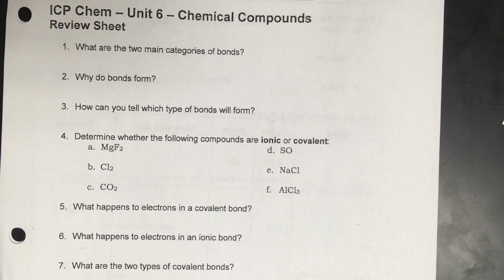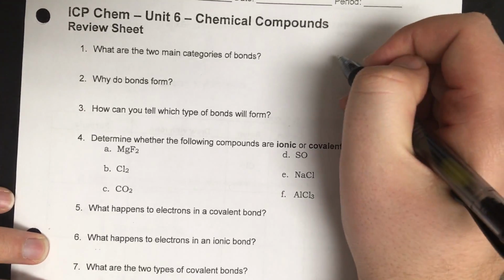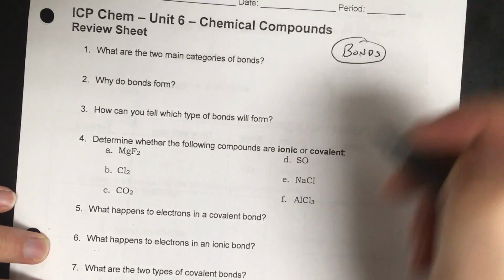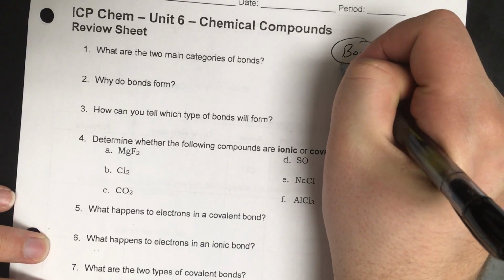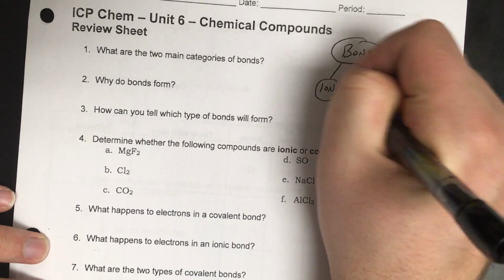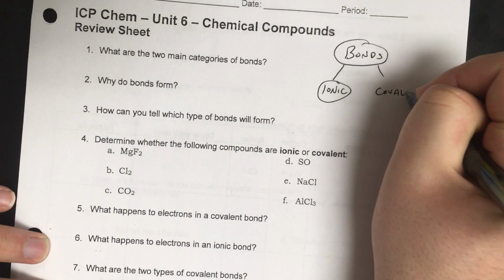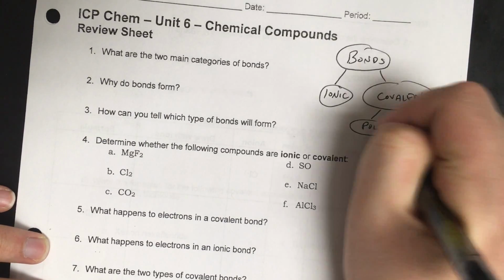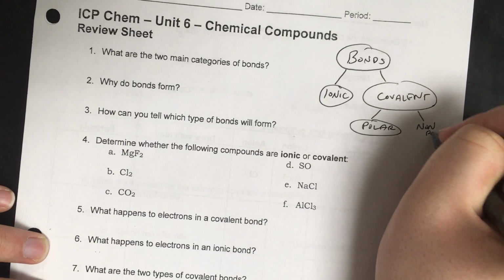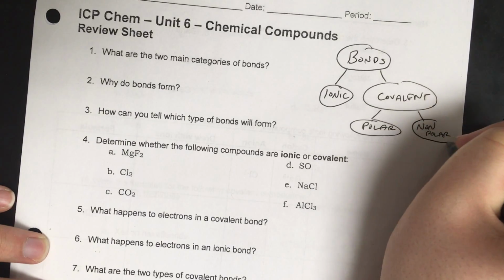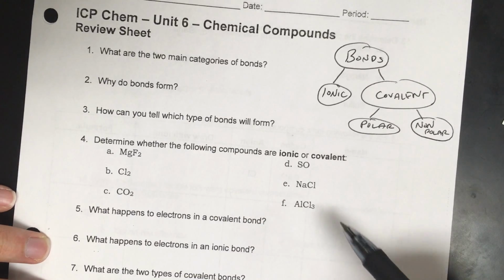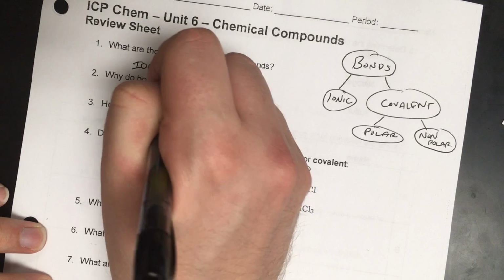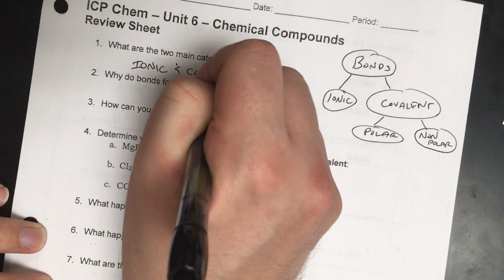before you leave. All right, so two main categories of bonds. So if you recall, we drew this tree diagram at one point where we said that bonds are either ionic or they're covalent. And if they're covalent, they're either polar or nonpolar. So we're going to refer to this chart a lot. But so what are the two main categories of bonds then? The two main categories of bonds are ionic and covalent.